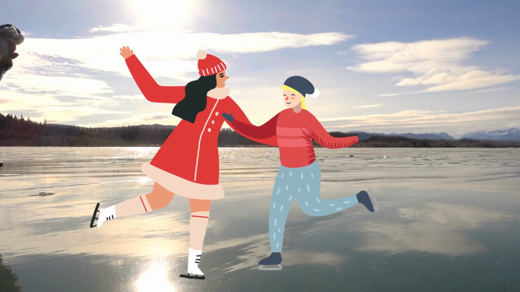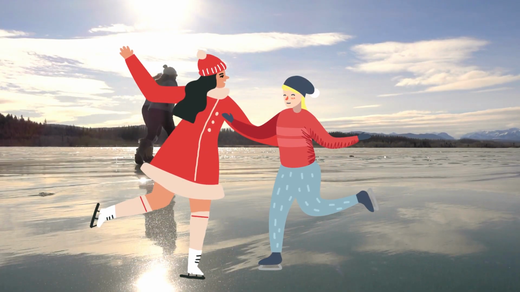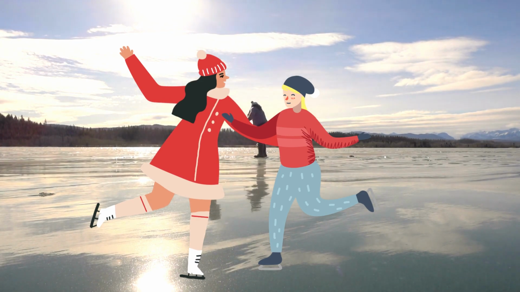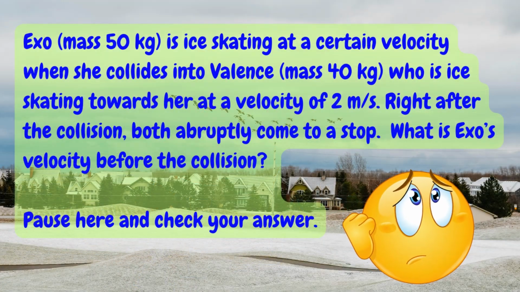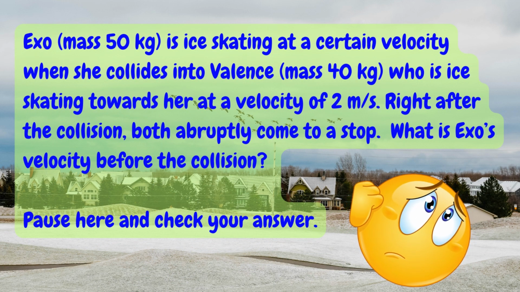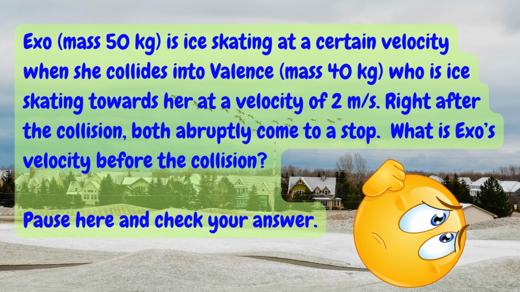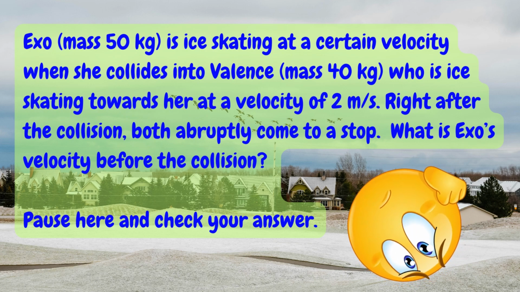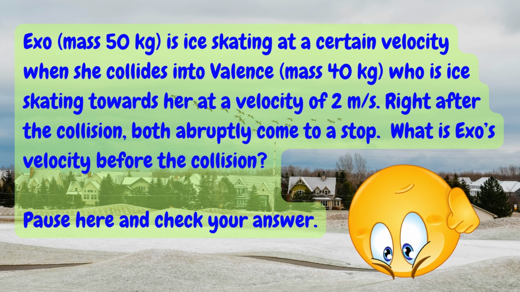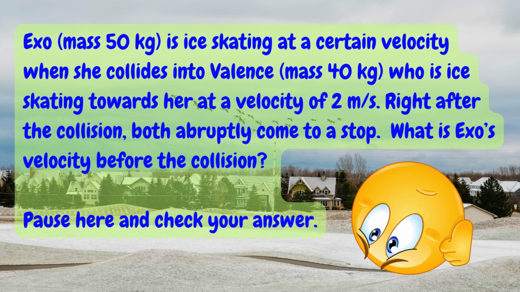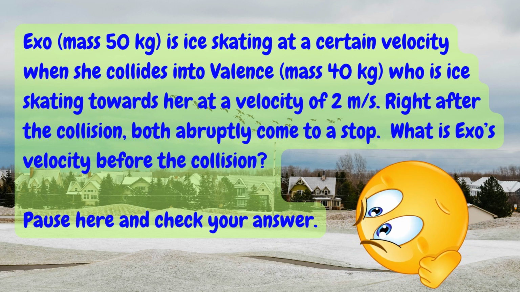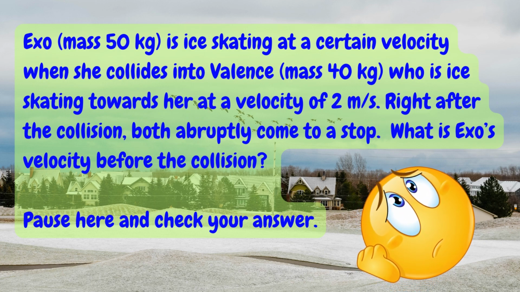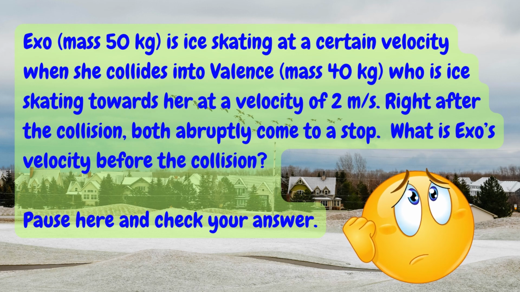Exo, of mass 50 kilogram, is ice skating at a certain velocity when she accidentally collides into Valence, of mass 40 kilograms, who is ice skating towards her at a velocity of 2 meters per second. Right after the collision, both abruptly come to a stop. What is Exo's velocity before the collision? Pause here and check your answer.